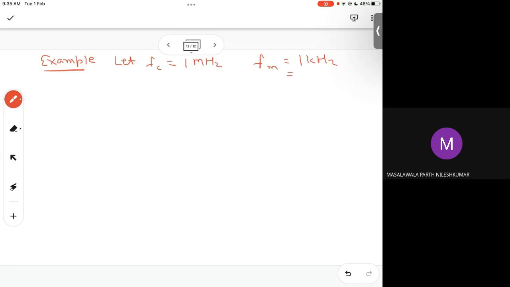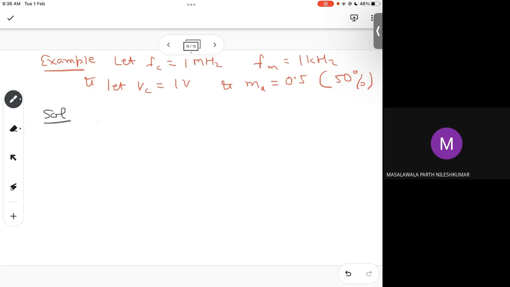Now, let's say I give the amplitude also. Let your VC be 1 volt, and the modulation index I measured as 0.5, which is 50% modulation. So in this case, let's see how we solve this problem.